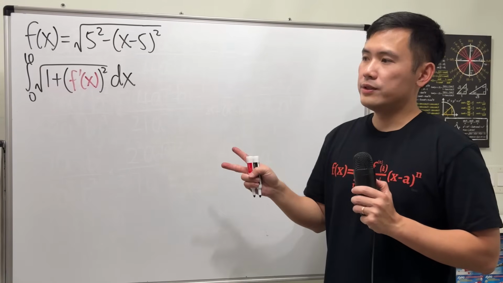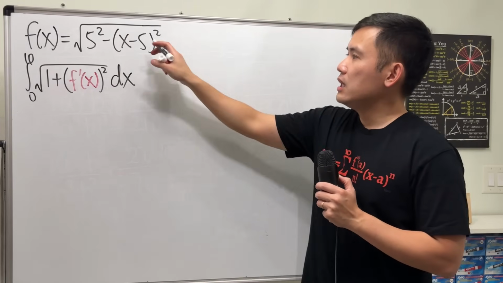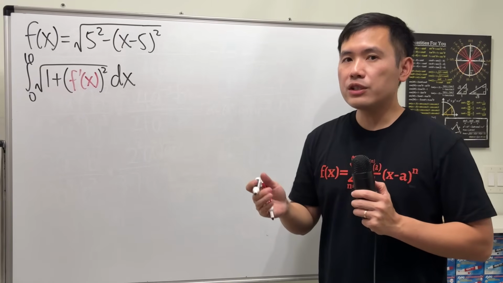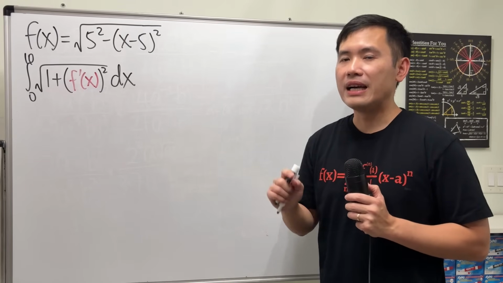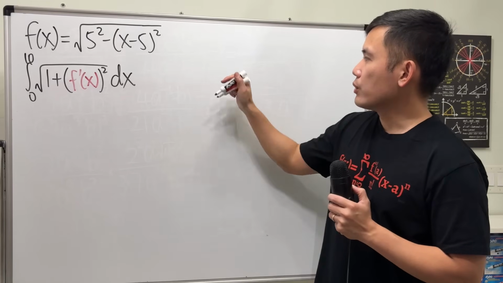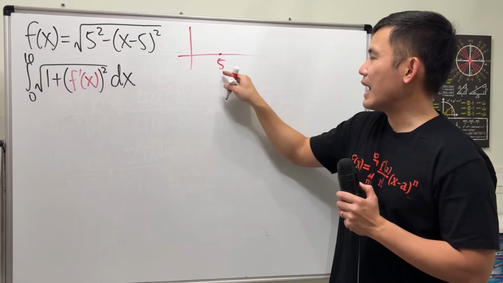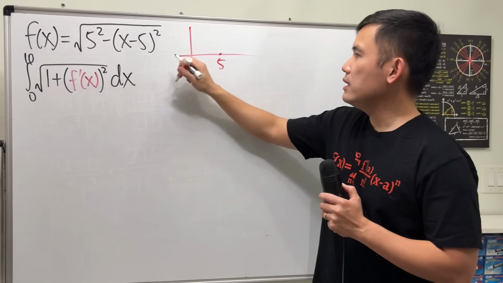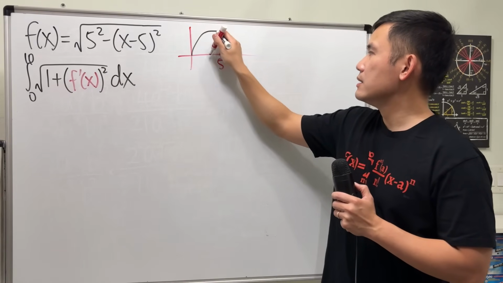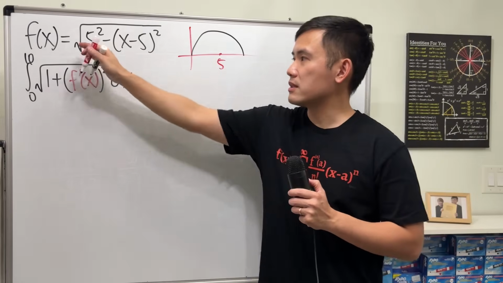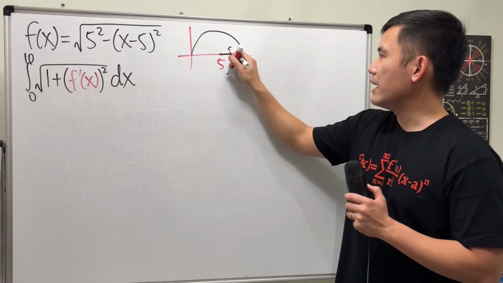Firstly, though, there are two ways to do it because our function is actually pretty nice. If you look at this right here, it's actually a circle with radius of 5, and the center is at 5, 0. So just real quick, if you look at the graph, the center is at 5, 0, and the radius is also 5. So you have the semicircle here because it's just a positive square root. That said, the radius is 5.